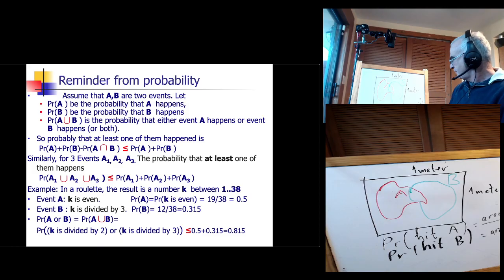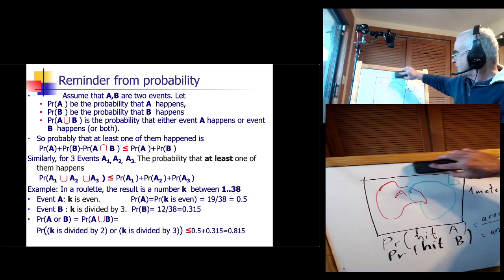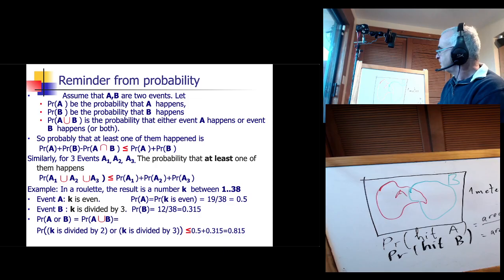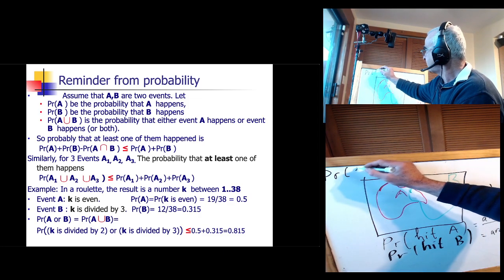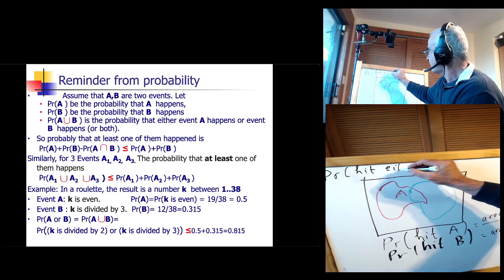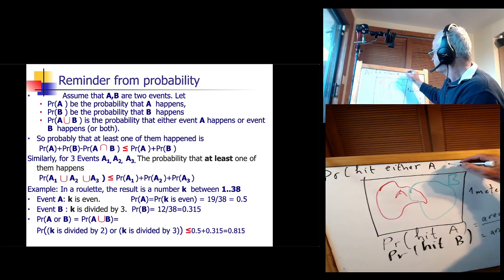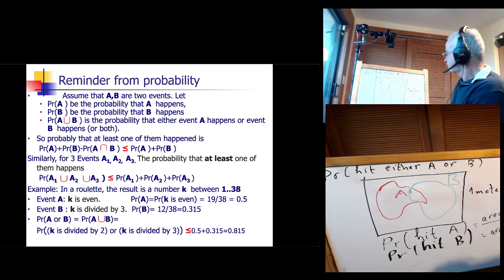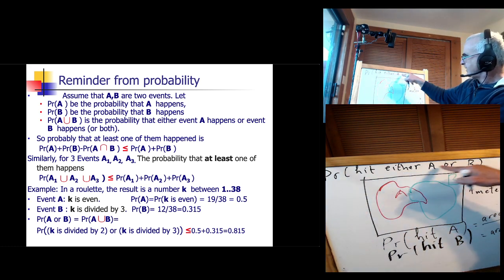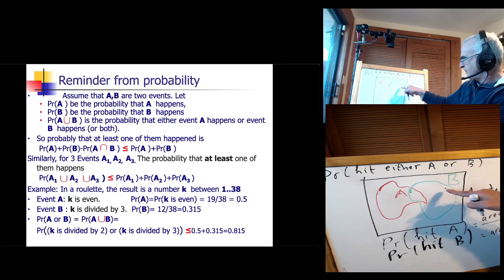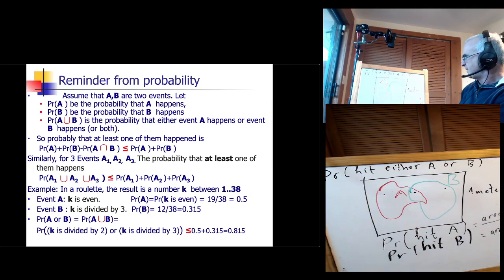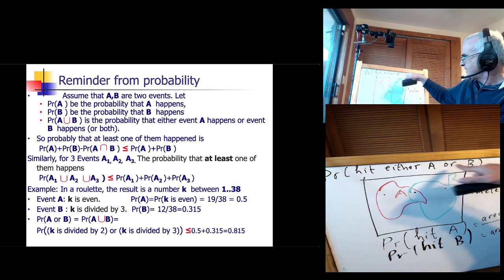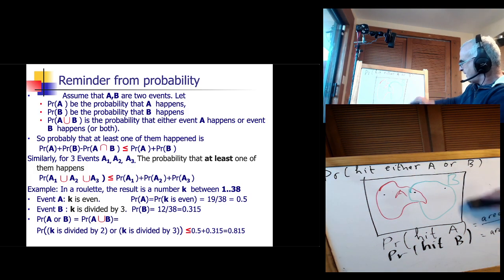Now, when I have both A and B, I can also ask the following question. What is the probability that I hit either A or B? That is, to hit either A or B, my point should be maybe only on B, possibly only on A, or could be in the intersection between them. Right? And I'm asking you, what is the probability that you hit either A or B?